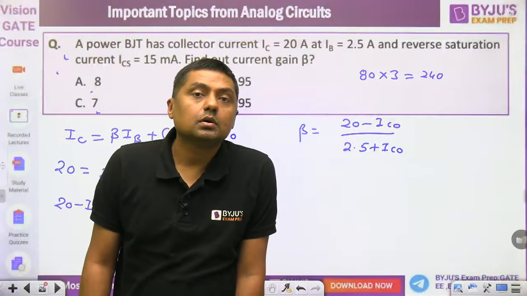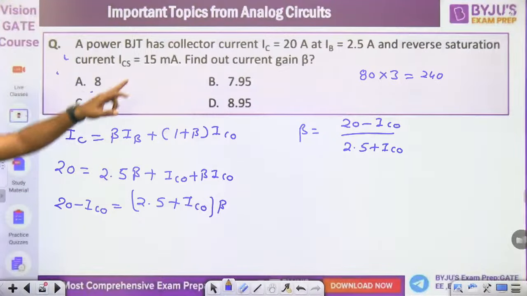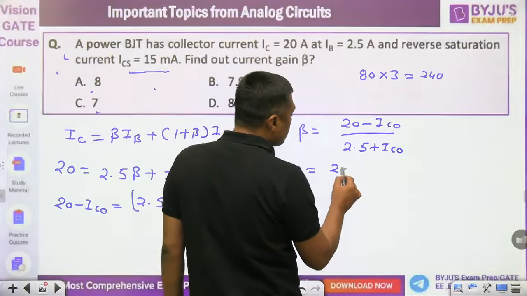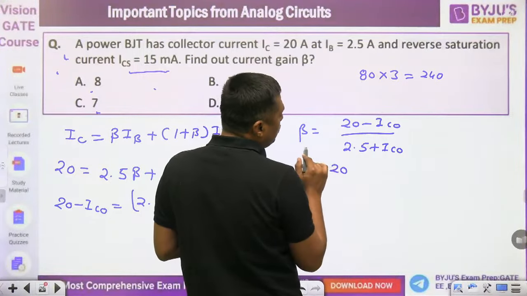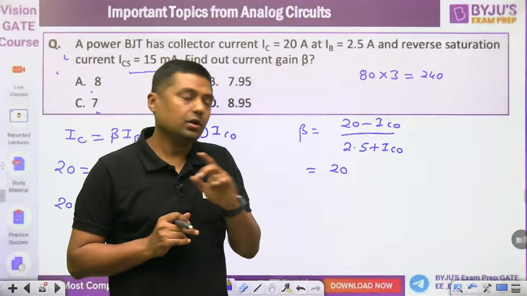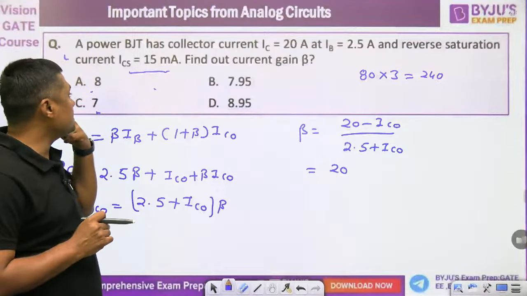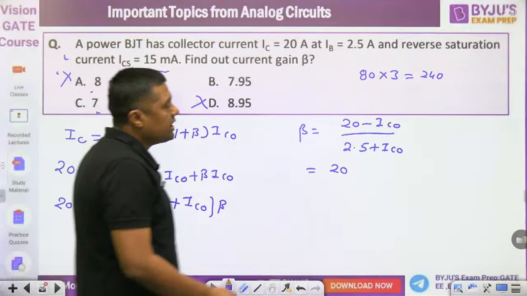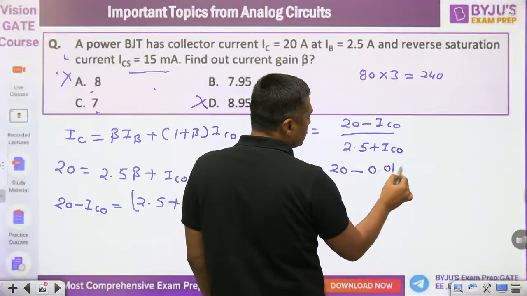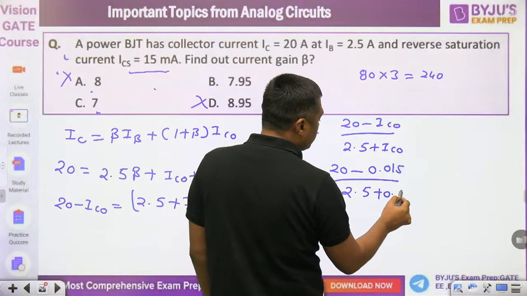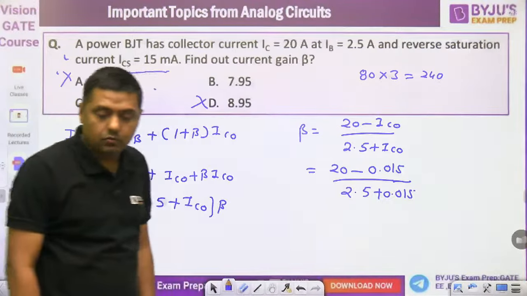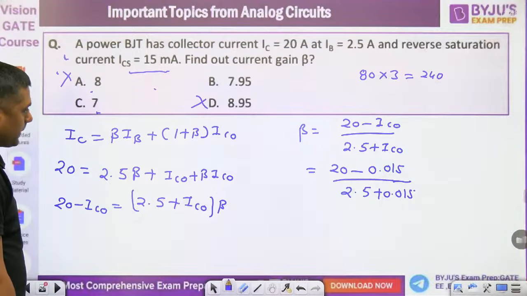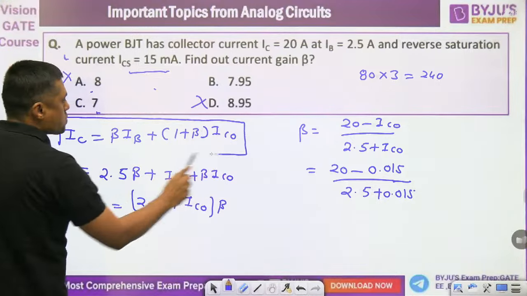What is the answer? IC is 20 ampere and IB is 2.5 ampere, and ICO is the reverse saturation current, 15 milliampere. So 15 milliampere means 20 minus ICO, which will definitely be less than 20 divided by 2.5. What is 20 divided by 2.5? 8. Definitely it will be less than 8, so 8 is not correct. Out of B and C, it is not exactly 7. This is B. You can check the answer now because it is a negligible amount: 0.015 upon 2.5 plus 0.015. Calculator is not allowed, that's why you have to find the approximated value. Then what is the answer? You are getting nearly 7.95. Yes, so that is the answer. Remember this formula. Okay, this is the answer.